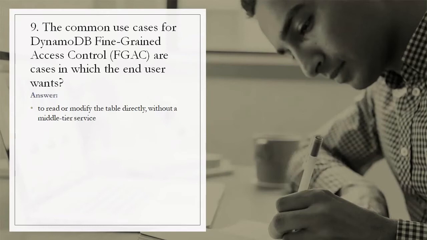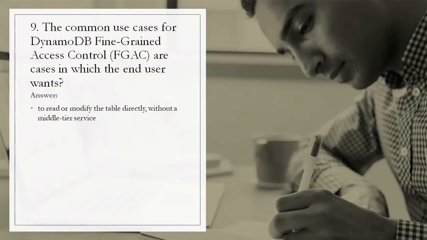Question number 9. The common use cases for DynamoDB fine-grained access control, that is FGAC, are cases in which the end user wants to read or modify the table directly without a middle tier service. FGAC can benefit any application that tracks information in a DynamoDB table where the end user wants to read or modify the table directly without a middle tier service.